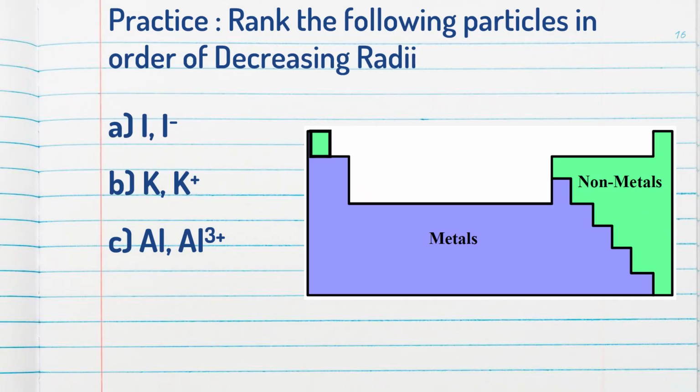So let's rank the following particles in decreasing radii. If I look at iodine and the negative iodine charge, we know that a cation is going to decrease the radius and an anion is going to increase the radius. So it will be I negative and then I. I'm going to give you a second to do B and C, and then we'll come back and discuss them together.